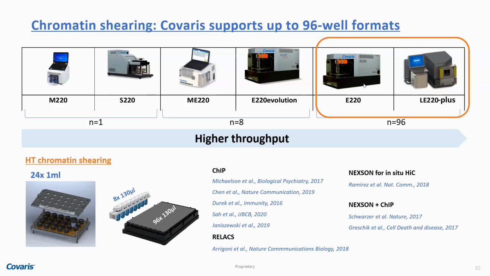And for these 96-sample instruments, you can, for chromatin shearing, process up to 24 samples in 1 ml, which can work with up to 30 million cells. If you work with fewer cells, let's say up to 3 million cells, you can already move into the 8-strip format, so 130 microliter volume, or 96 format. So this is 96 times 130 microliters, so you can work with up to 3 million cells per reaction. And this is obviously also a good solution for the mixing steps. And here you can just see some publications with Covaris systems.